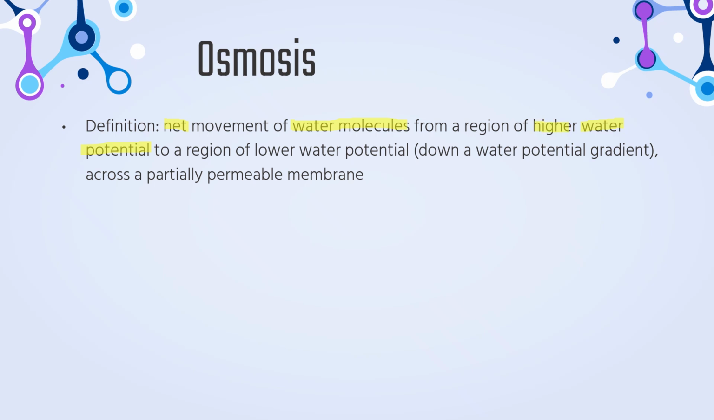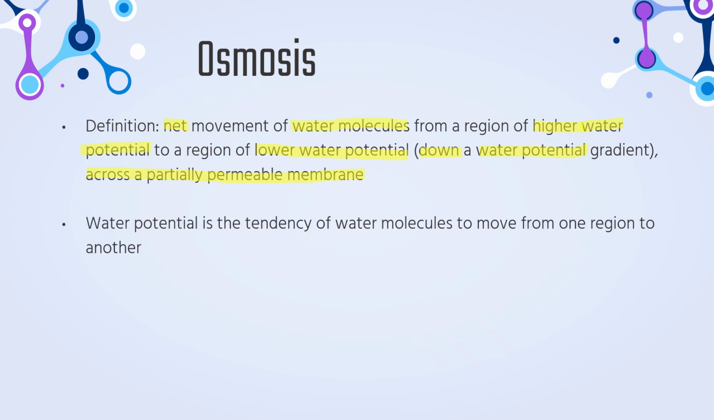So it is the same, from high water potential to low water potential region. It is still the same, down a water potential gradient. No longer concentration. And osmosis has one extra thing to talk about, which is across a partially permeable membrane. So this is the definition of osmosis, and everything that I highlighted is important. Water potential generally means the tendency of water molecules to move from one region to another. You don't have to study this, but if you are confused, this is what water potential means.